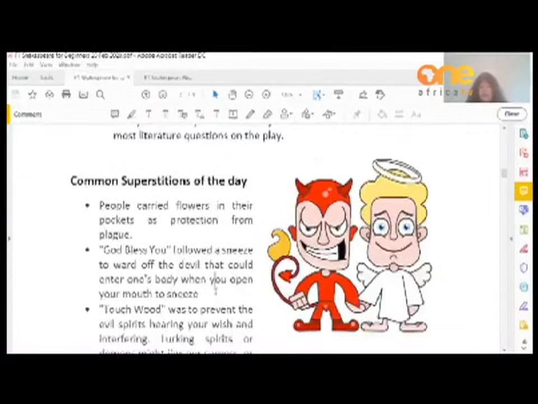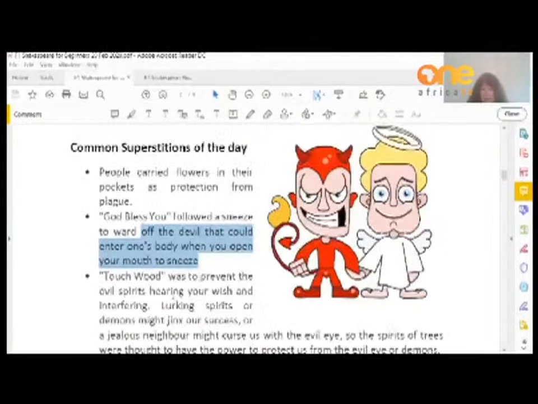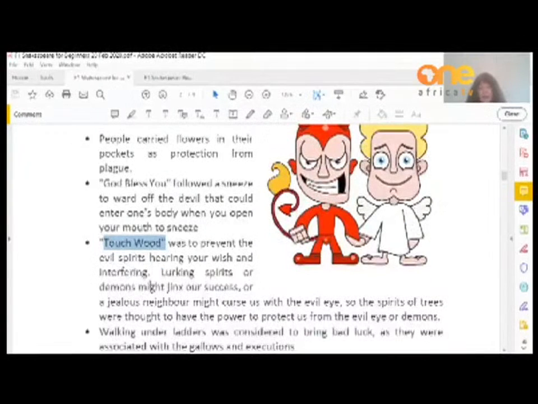People said 'God bless you' when someone sneezed. And why did they do that? To ward off the devil that could enter your body when you open your mouth to sneeze. Okay? People nowadays still say, touch wood, if they're superstitious. And again, that's to prevent evil spirits hearing what you really want. We don't want anything to be jinxed. Okay.